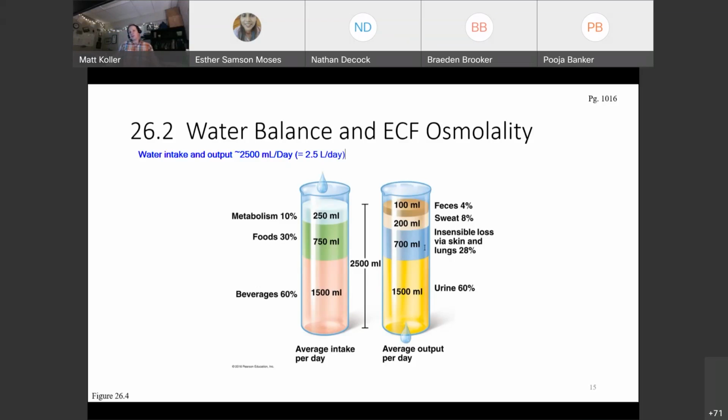You will sweat. You'll detect about 200 milliliters of the sweat, and about 100 milliliters of this water you will lose through bowel movements, or as my 5-year-old calls it, pooping. You will actually poop it out.